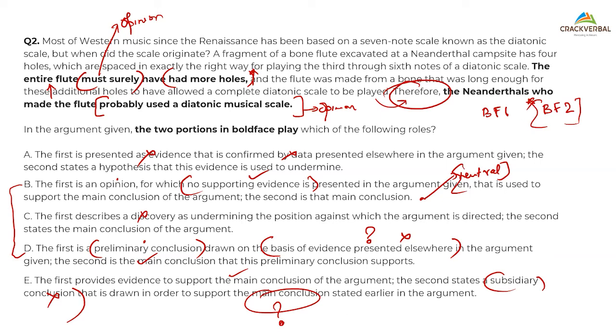The end result was they probably used a diatonic musical scale. Where is it stated earlier? I don't see it stated earlier anywhere. Very bad option this is. So the correct answer here is Bombay. Clear?